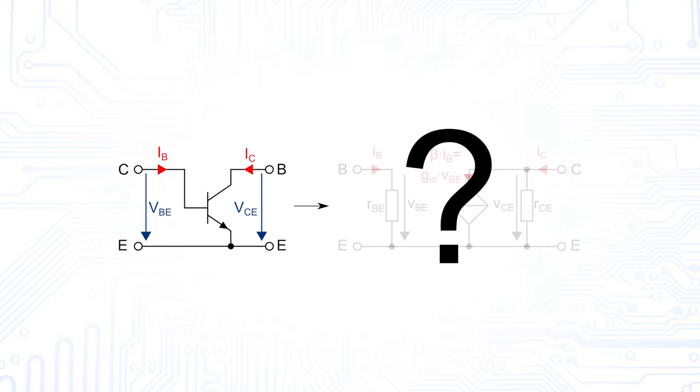Let's start with the bipolar transistor. To understand the whole equivalent circuit, we need to look at the characteristics of a bipolar transistor. In one of our previous videos, we have already explained where the characteristic curves and the formulas come from. Therefore, we will not discuss this further in this video.